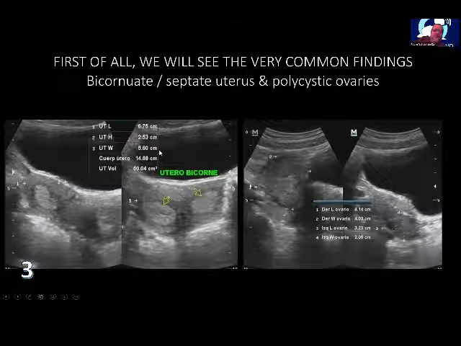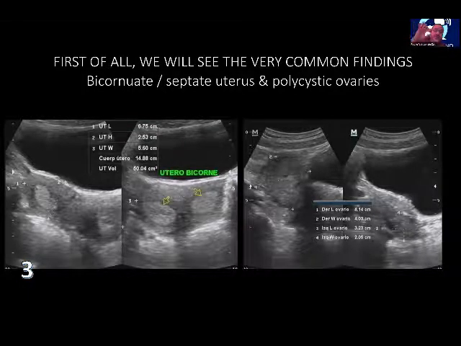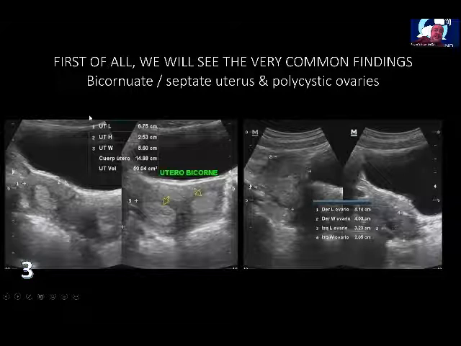So, just as a quick reminder, up on the screen is the things that are closer to the transducer, closer to our hand: the patient's skin, then the pelvic wall, a full bladder, and a uterus. We see here a bicornuate uterus.